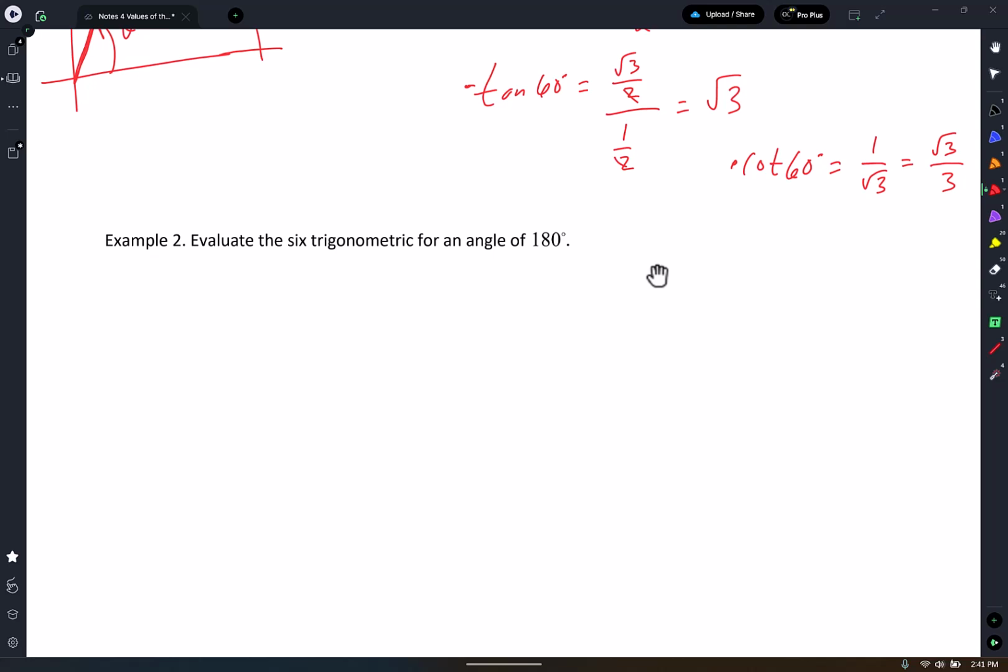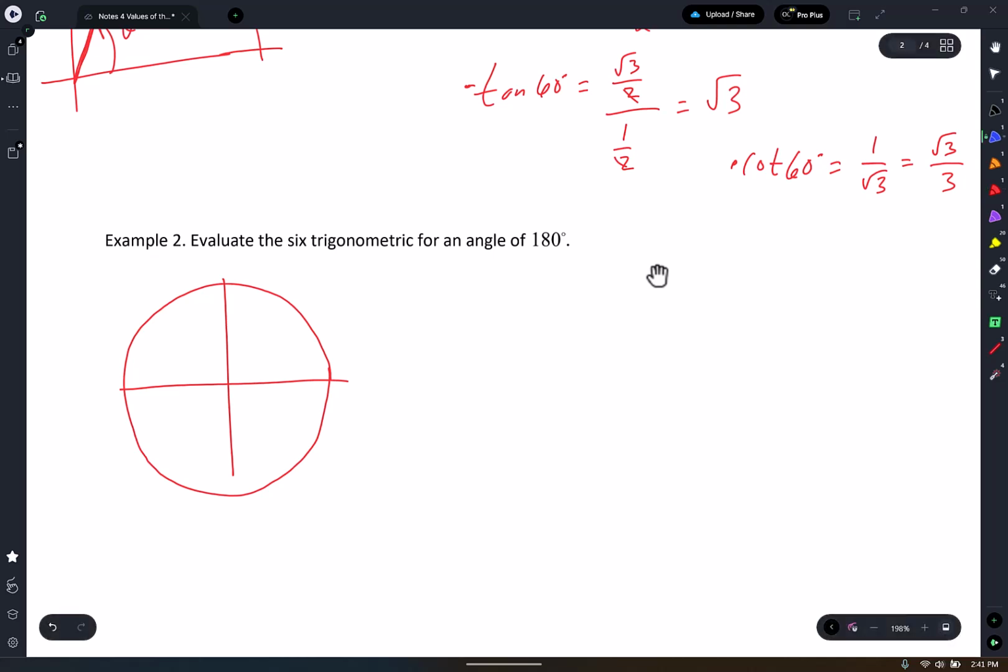At 180 degrees, okay? So here is my circle. Well, that's actually a pretty good circle. Probably one of the best ones I've drawn. 180 degrees is this one. Theta equals 180 degrees. This coordinate right there is negative 1 comma 0.